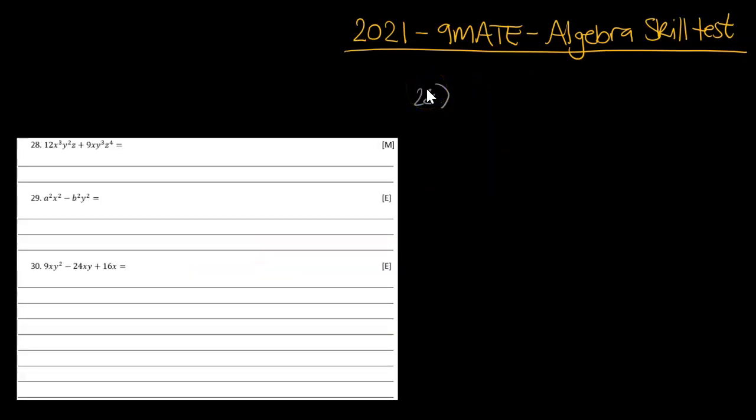On to question number 28, and if you have a look at this question, there's 2 parts. We've got a plus sign, so it's probably going to be a single bracket. So just jotting down the question, we had 12x cubed y squared z plus 9xy cubed z to the power 4.